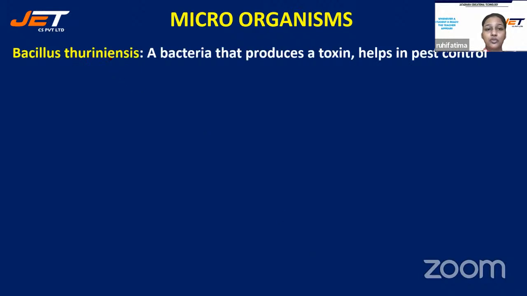Bacillus thuringiensis. What is this? This is a bacteria that produces a toxin and it helps in pest control. As I told you, students, these microscopic organisms, or microorganisms, are somehow helpful also. They not only cause diseases, but sometimes they also help human beings. And here we have the example of one bacteria that produces a toxin and it helps in pest control.